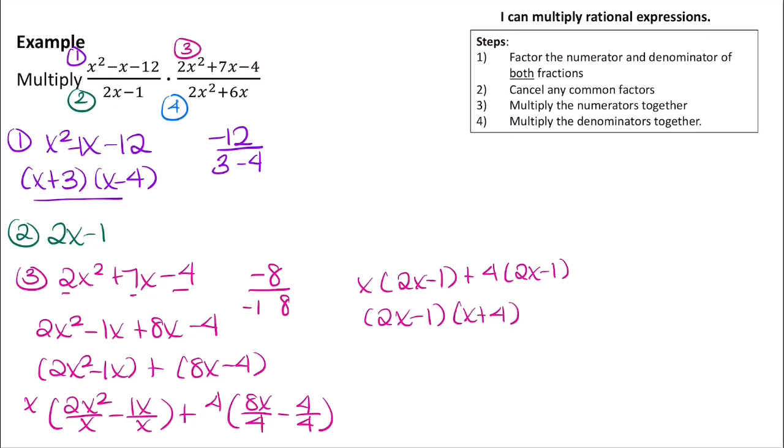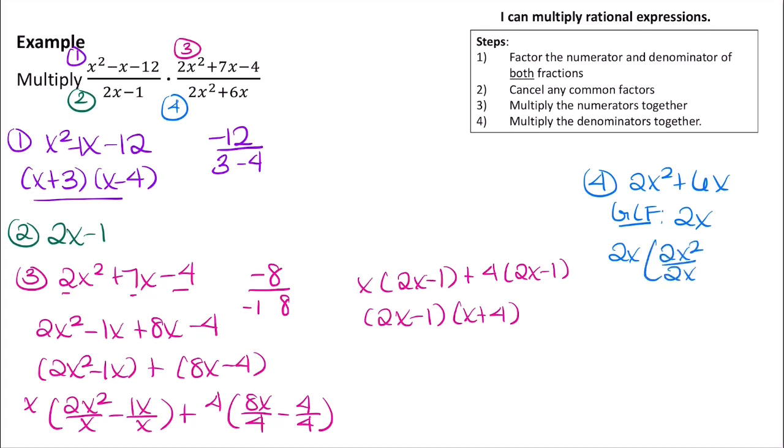Now let's finally factor the last denominator, 2x squared plus 6x. Notice it's not a trinomial, so remember I told you to check for a GCF when you have something like this. The GCF of these two terms is 2x, so if I factor out the 2x, I have 2x squared over 2x plus 6x over 2x. So I have 2x times, 2x squared over 2x is just x, and 6x over 2x is 3, so that's the factored form.